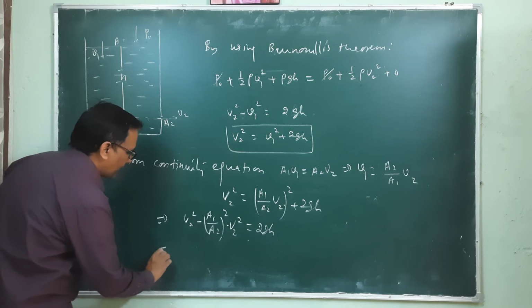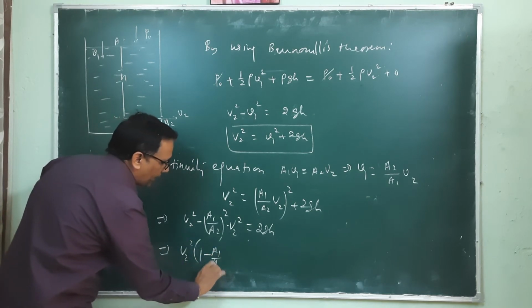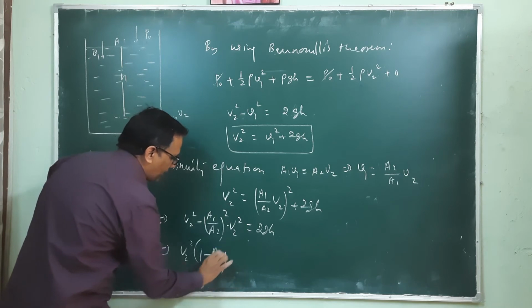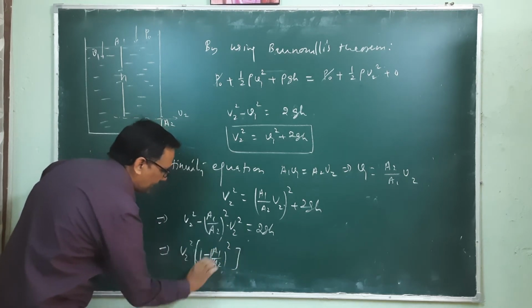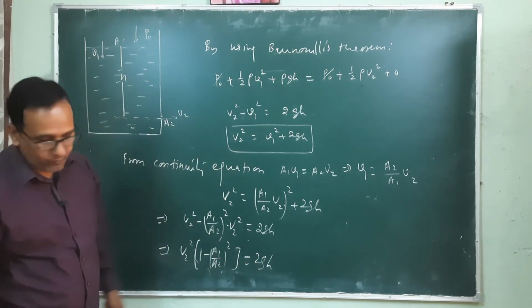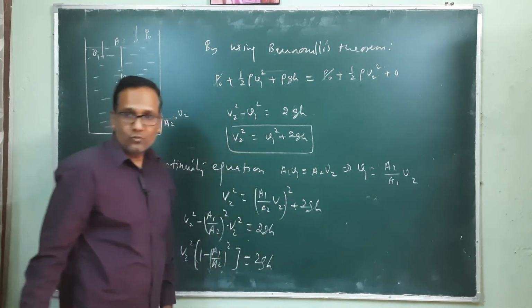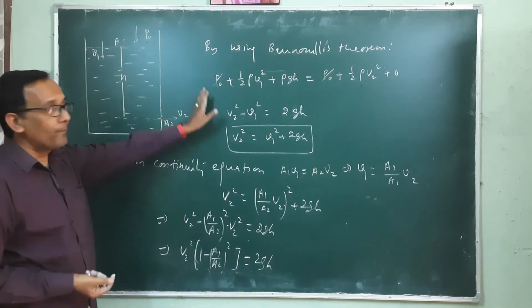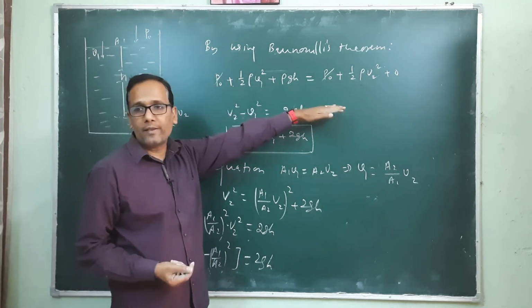So this is V2 square, it is equal to (1 minus (A1 by A2) square) ... equal to 2GH. So solve it for V2. Is it clear? Everything is okay? What we have performed here is just taking the total energy at both ends.